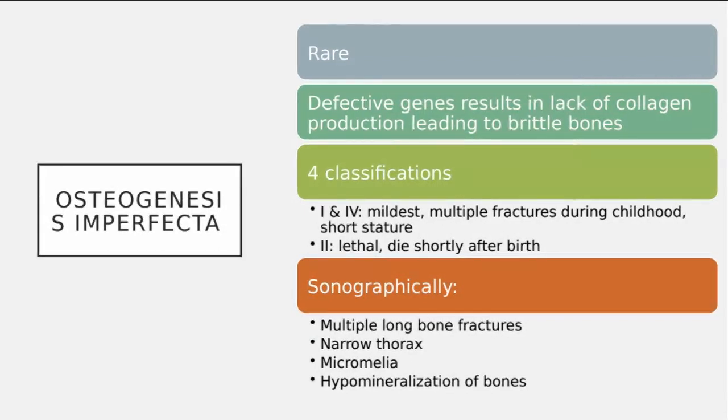So this is going to be a very rare condition, but it's going to be very, very severe. So basically, these babies have specific genes that result in not having strong enough bone formation. So there's not enough collagen, there's not enough cartilage, hypomineralization. There's really nothing in terms of substance to their bones. So it's known as brittle bone disease.